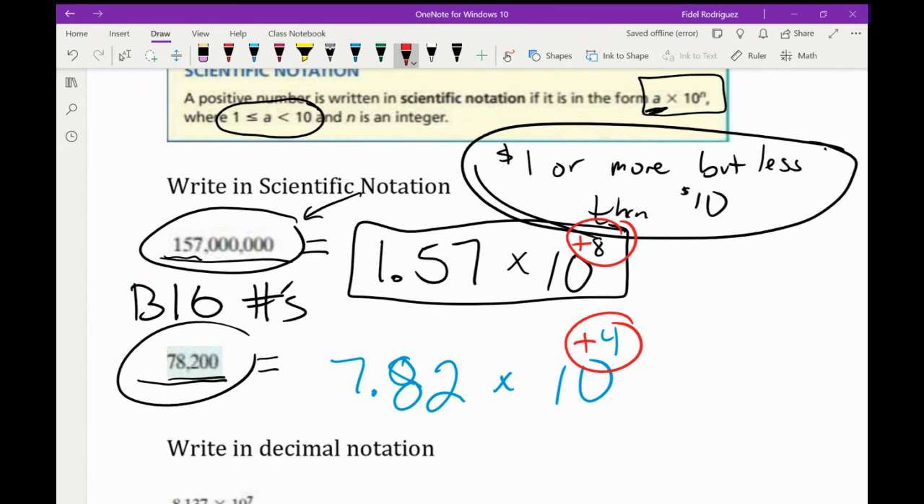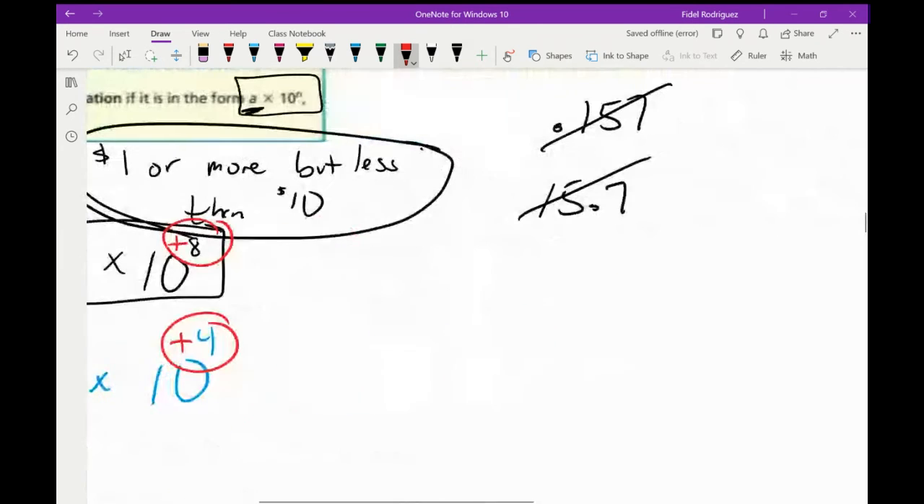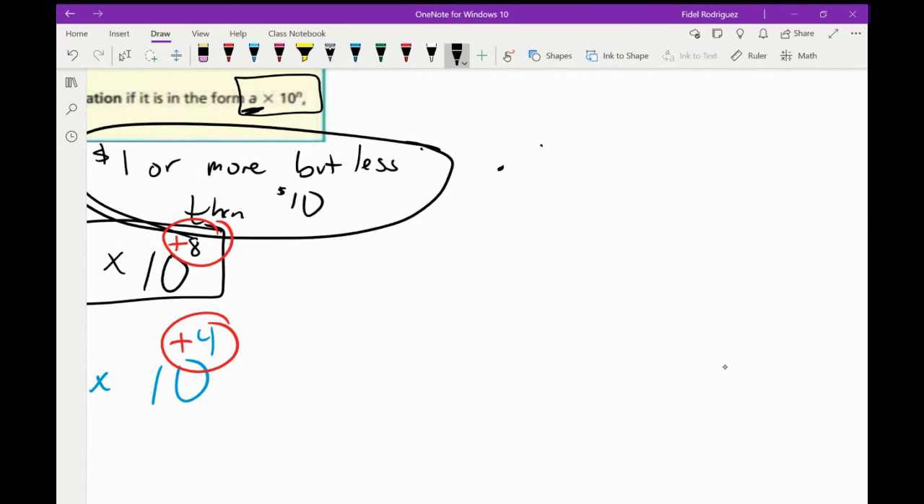So now, before I go on to the next two, I'm going to show you what happens if my numbers are small, okay? So let me erase this part over here. Let's get rid of this. So, all right. I'm going to show you two other problems.